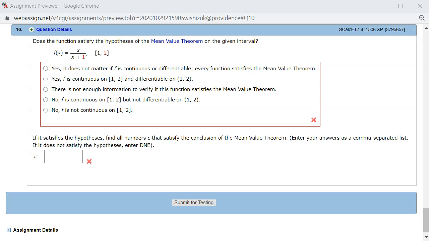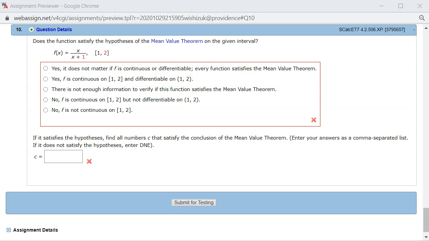All right, let's look at homework 4.2, problem number 10. Does this function satisfy the hypotheses of the mean value theorem on the given interval? So let's look at that. The interval is from 1 to 2, and the only problematic point would be x equals -1. So we're staying away from that since we're only considering between 1 and 2.